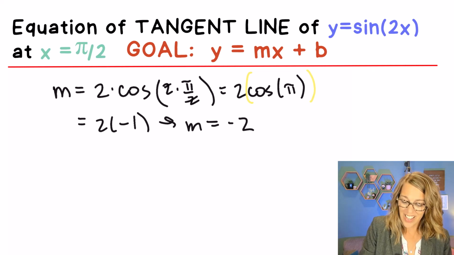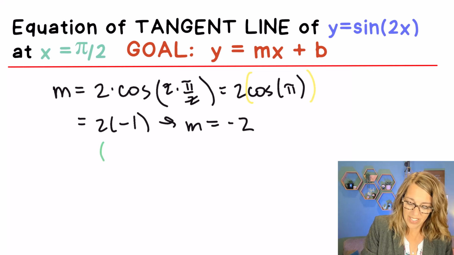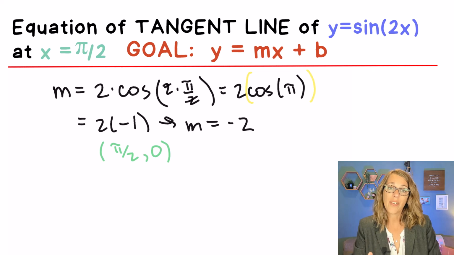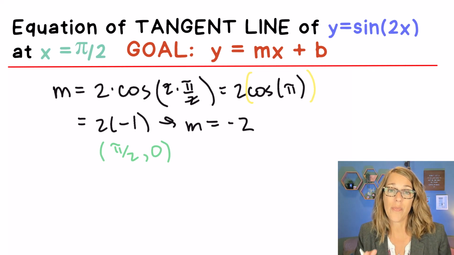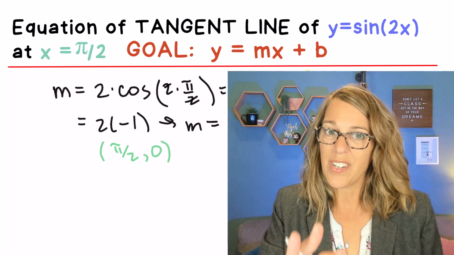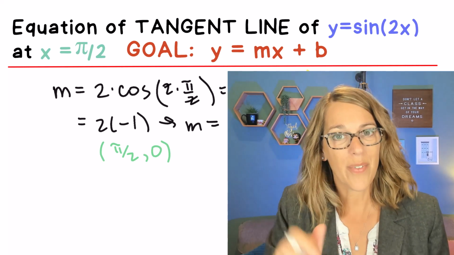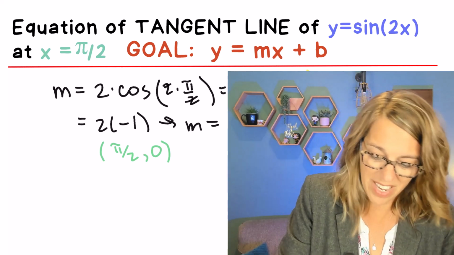So that, along with our point, pi halves comma 0, is going to give us everything that we need to put this into slope-intercept form. If you're feeling good about your skills, challenge yourself to pause the video. Otherwise, follow along with me.